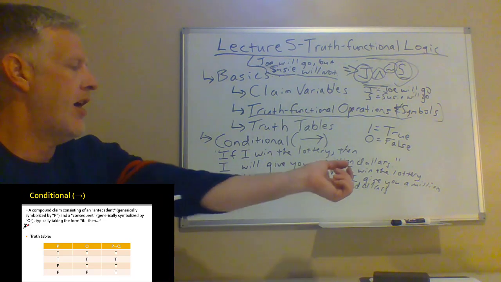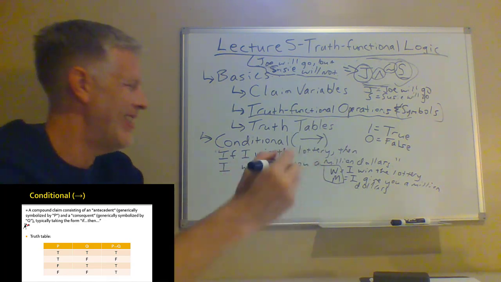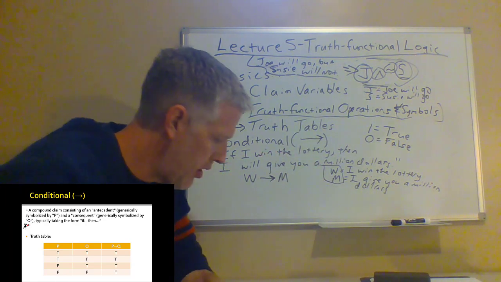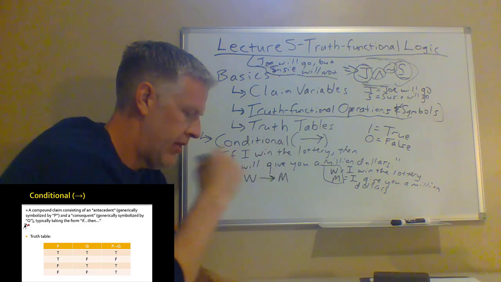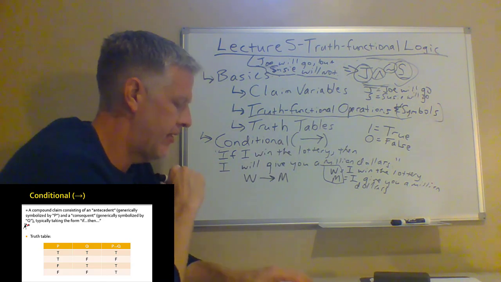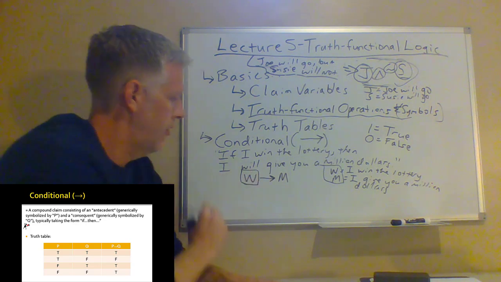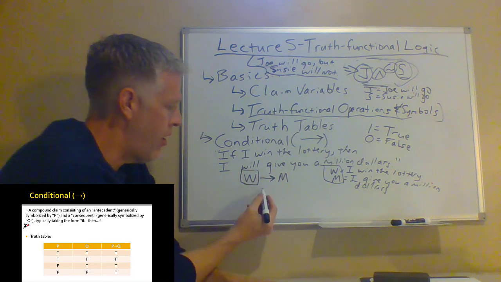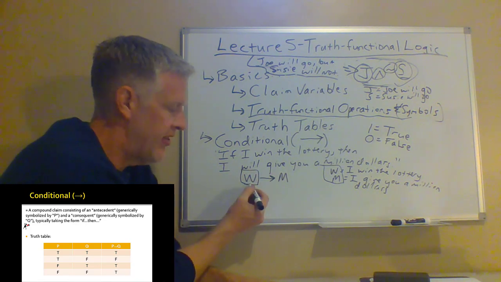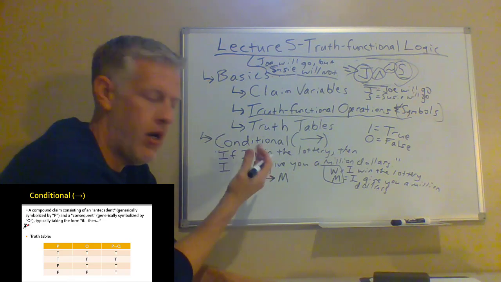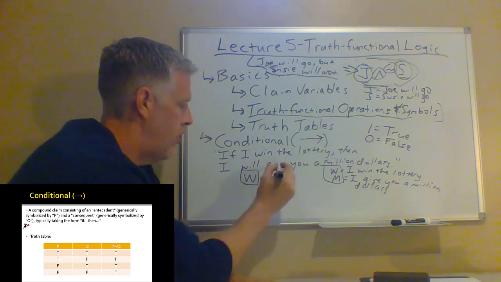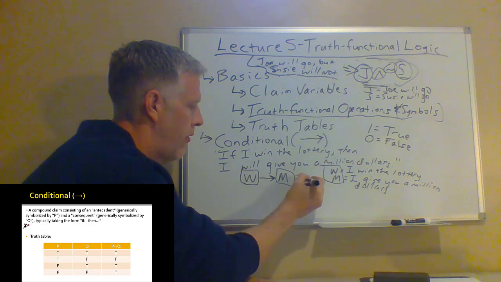Okay, and we need to talk about two fancy words known as antecedents and consequents. Do I have that on here? Yes. So this is what I mentioned at the top of slide 6 as well. Okay, this is what's known as the antecedent. The first thing before the arrow in a conditional is known as the antecedent. It's prior to the arrow. Okay, and then this is what's known as the consequent.